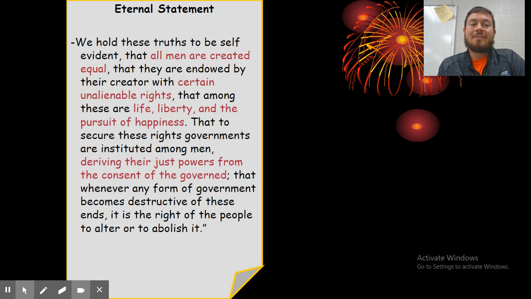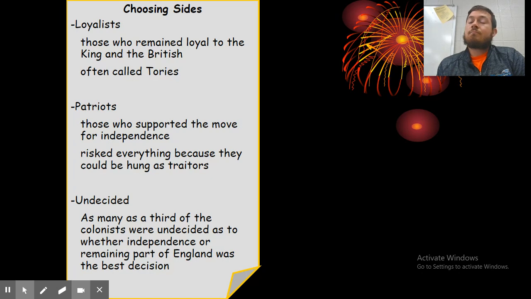Independence. It is, "We hold these truths to be self-evident, that all men are created equal, that they are endowed by their Creator with certain unalienable rights, that among these are life, liberty, and the pursuit of happiness, that to secure these rights, governments are instituted among men, deriving their just powers from the consent of the governed, that whenever any form of government becomes destructive of these ends, it is the right of the people to alter or to abolish it."